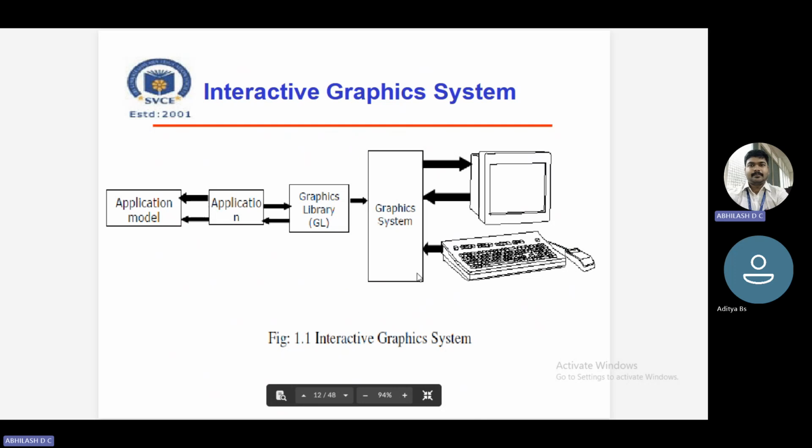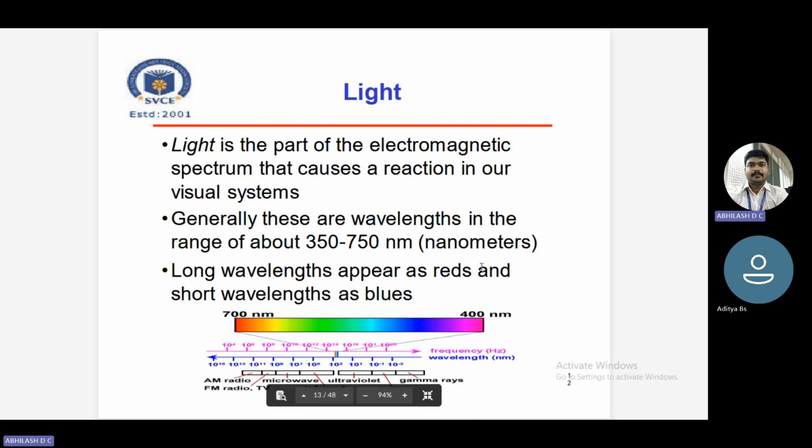This is also an important concept and an important question when it comes to the examination point. So interactive graphics system. So look into the block diagram. We have the normal machine. We have the system, meaning we have the GPU over here, and we also have the supporting graphics library. We also have the application and application model, which are interacting with the processor, the dedicated processor for the graphics, and these interact with our central processing unit, and we can make our machine generate the images. Next comes the concept of the light.